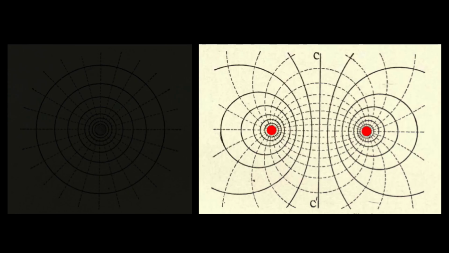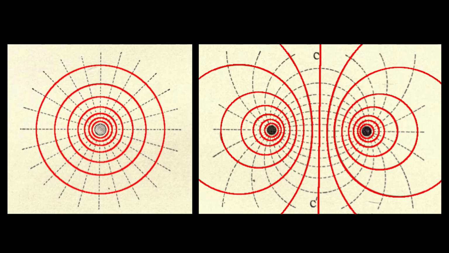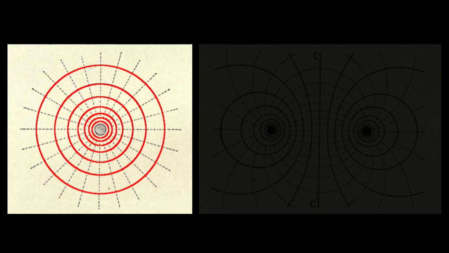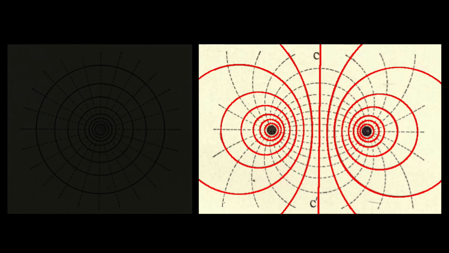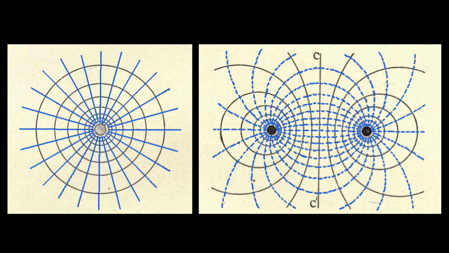In the system of conductors, both poles are represented by black holes. The circles propagating outward from the conductors are the magnetic field. In the single conductor, the circles are concentric. In the system of conductors, the circles are eccentric. The radial dotted lines are the dielectric field.